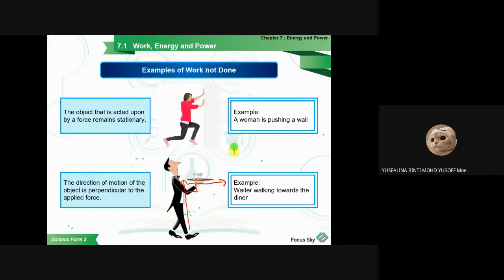Like I said just now, if I have a box and I push the box, this is the force, and the direction of the movement is also to the right, so work is done. For the waiter, the force is upward but the direction is to the right, so they are perpendicular to each other, and work is not done. The force and the direction of movement of the object must be the same, must be parallel, so that we call it work done.